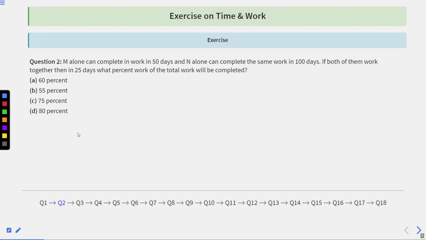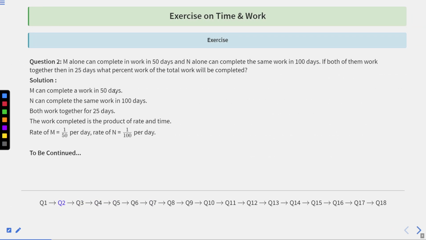Question number 2. M alone can complete a work in 50 days and N alone can complete the same work in 100 days. So if both of them work together, then in 25 days, what percentage of the total work will be completed? So we know M can complete the work in 50 days and N can do it in 100 days. So when they both are working together in 25 days, what amount of total work can they complete?